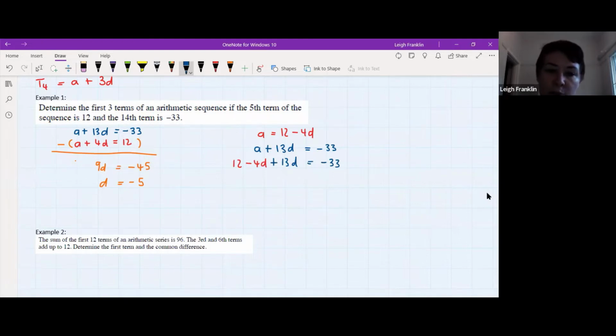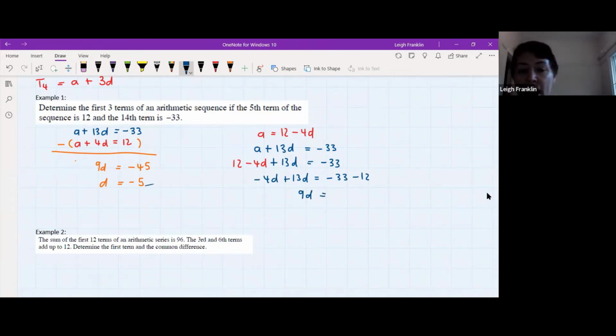So now I want to transpose the 12 over to the other side. So on the left, I'm going to be left with minus 4D plus 13D. And on the right, I've got minus 33 minus 12. Here I end up with my 9D, just like I did when I was doing it by elimination. And here I end up with my minus 45, divide both sides by 9, and D is equal to negative 5.